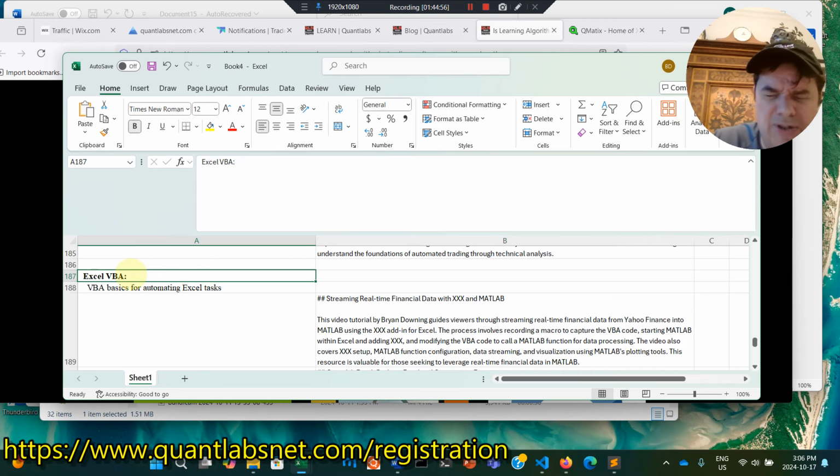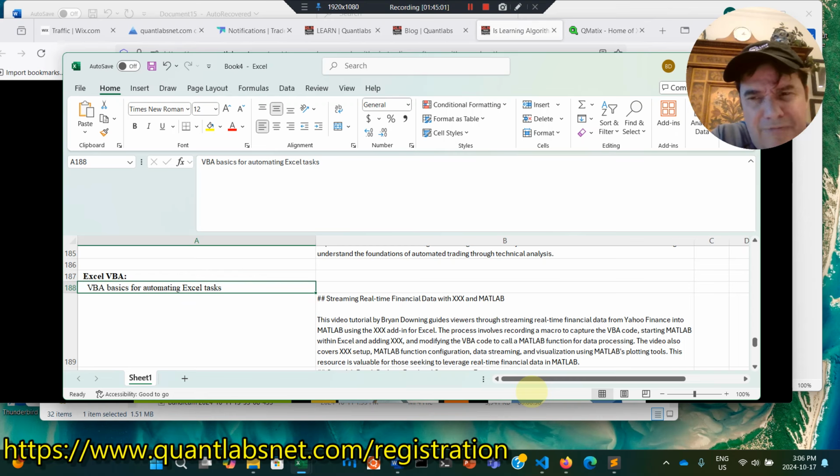Okay, so now we're going to use Excel VBA, or Excel for less technical people, with MATLAB. So let's say you want to stream real-time financial data from something like Yahoo Finance, and there are other sources now that this software would support, using this MATLAB add-in for Excel. IQFeed is one data source that's still supported. Record a macro to capture the VBA code.